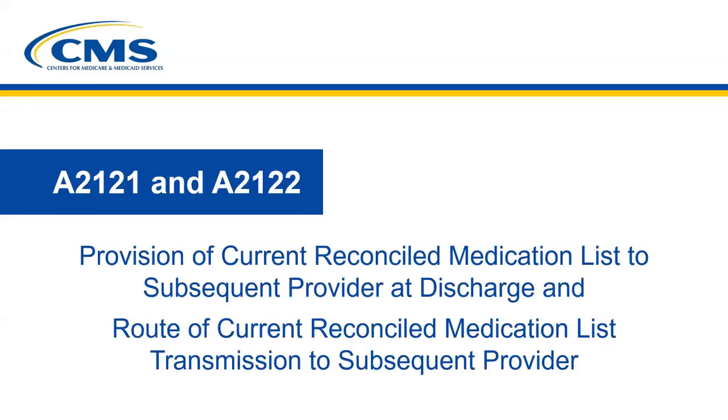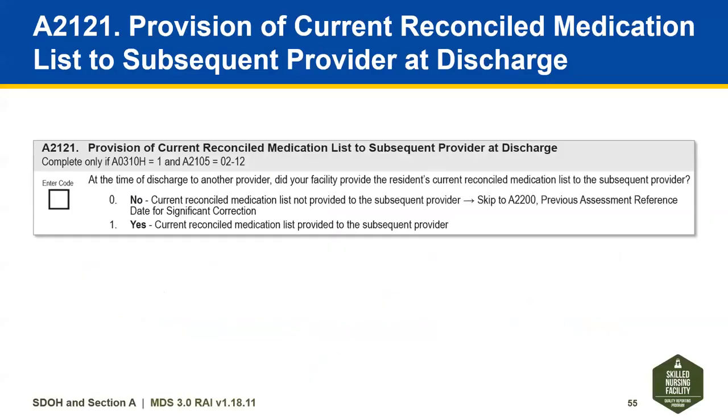The first 2 data elements we're going to review are A2121, which is the provision of current reconciled medication list to subsequent provider at discharge, and A2122, which is the route of current reconciled medication list transmission to the subsequent provider. So first we'll look at A2121, which is collected only on a Part A PPS discharge, and if the information collected in the discharge status data element A2105 on discharge is coded as 02 through 12. This is collected as close to the time of discharge as possible.